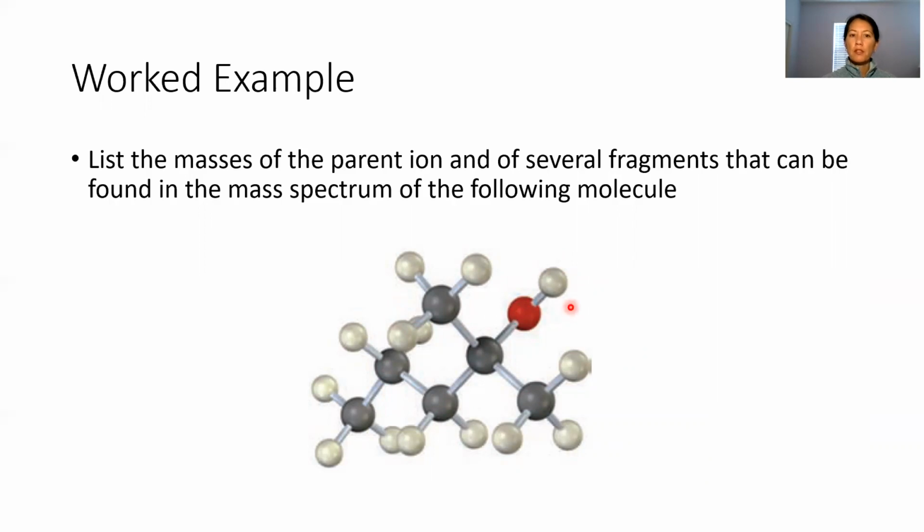So pause this, write a formula, figure out the parent ion and its mass, and then based on what you learned about alcohols, what sort of fragmentation or other product could you get out of this after you put it through a mass spec, and then try to figure out those masses. So pause this, work on this problem, and I'll go over it.